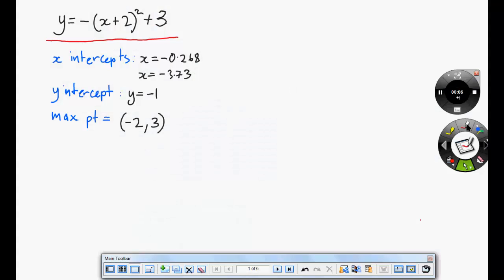We're told to sketch this equation: y equals negative (x plus 2) squared plus 3. Then we found the x-intercepts, which are x equals negative 0.268 and x equals negative 3.73. Then we let x equals 0, and we get y equals negative 1. The maximum point is (negative 2, 3).